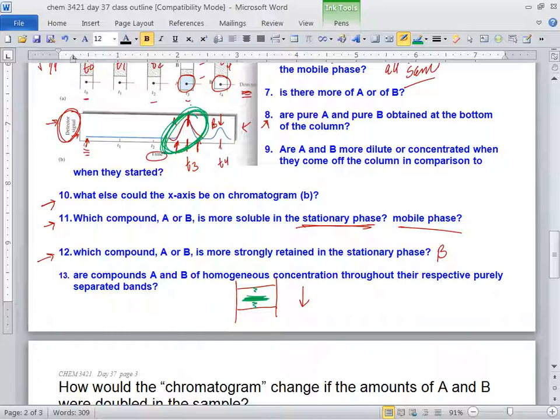So are compounds A and B of homogeneous concentration? You'd say yes or no. Homogeneous means same throughout. So do these compounds have the same concentration throughout their band? Definitely no. They're most concentrated in the center.